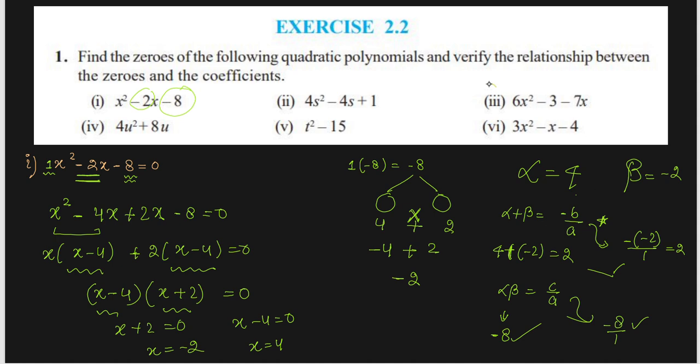Do remember to arrange into the proper term. First arrange it as 6x square minus 7x minus 3 and then solve it out. Don't get confused with this. If you don't have the constant term, you don't need to factorize this up.